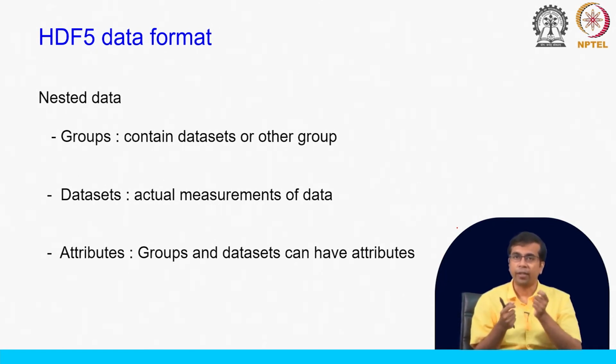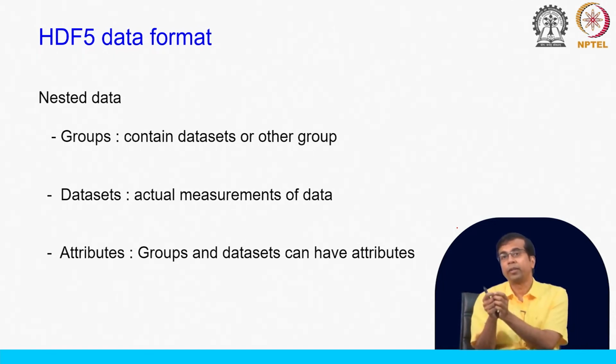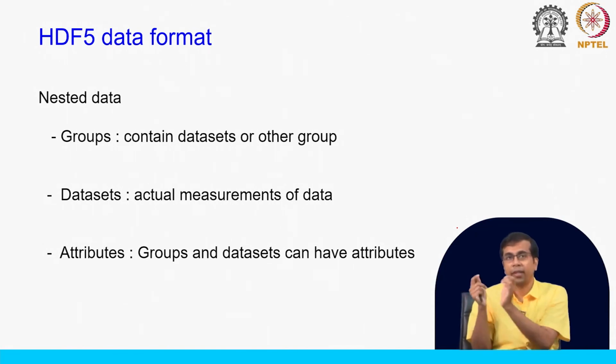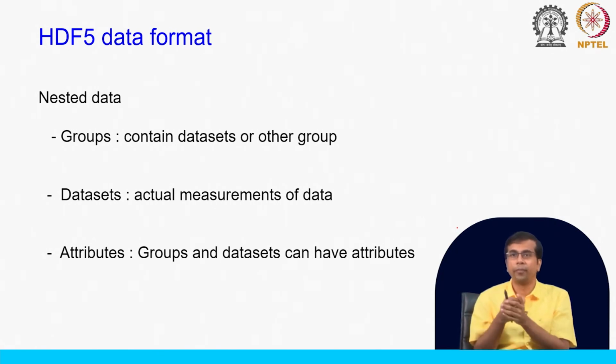The data sets are the actual data. For comparison with the Windows file system, these are the files. These are the actual data sets, the actual measurements. And then attributes are like features. For each of these data sets or groups, you can add features saying, for example, this data set was collected for this condition. For a group of data sets, you can say this group of data was collected from this location perhaps. So, as you can see, you can store very complex data sets along with the metadata in here, and this is a data format that is widely used.